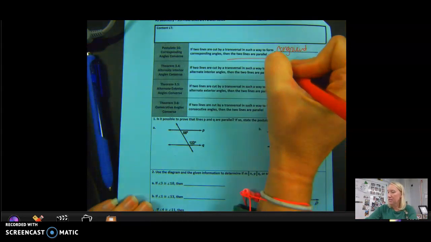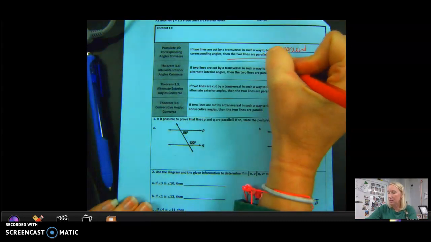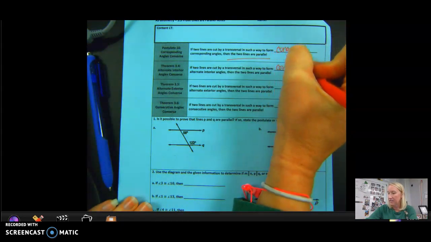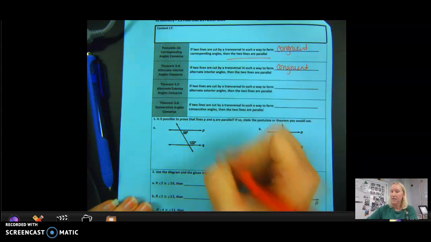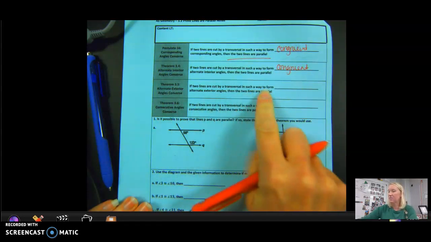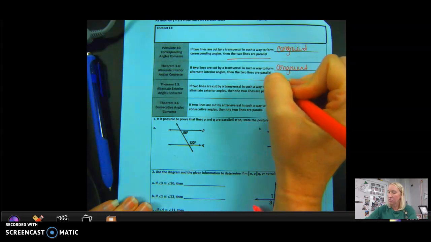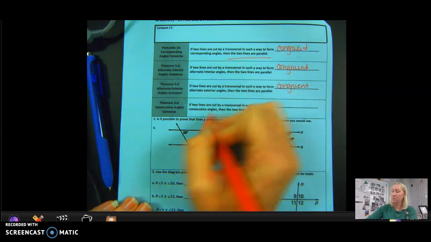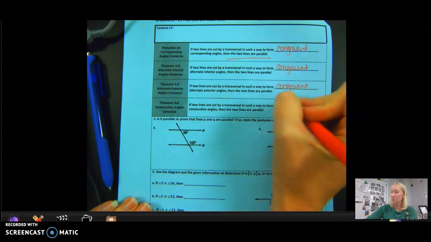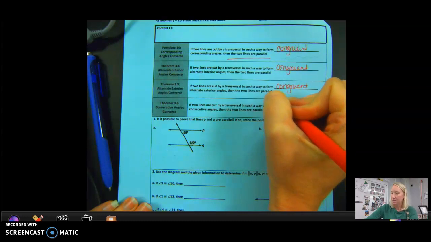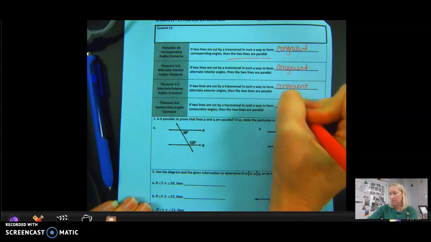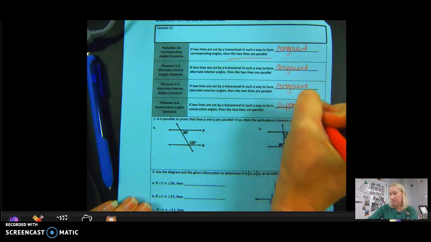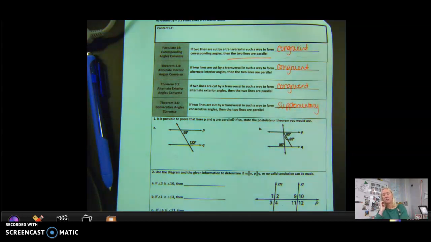If two lines are cut by a transversal in such a way to form congruent alternate interior angles, then the two lines are parallel. If the two lines are cut by a transversal in such a way to form congruent alternate exterior angles, then they have to be parallel. And then the last one, if two lines are cut by a transversal in such a way to form supplementary consecutive angles, then the two lines are parallel.